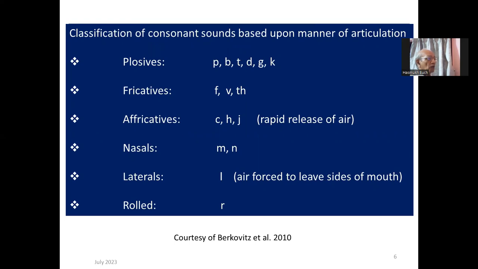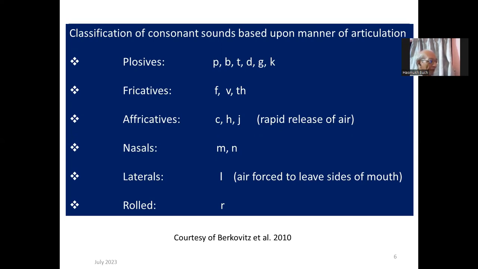Classification of consonant sounds based upon the manner of articulation. Already we have considered, but this is as per Berkowitz. Plosives: P, B, T, D, G, K. G and K are right at the back in the velar region, soft palate. This is right from front to back. P is at the lip. B is at the lip. Both the lips. T and D are immediately behind. You try to speak T and D and you will get the idea. And G and K are coming from the back.